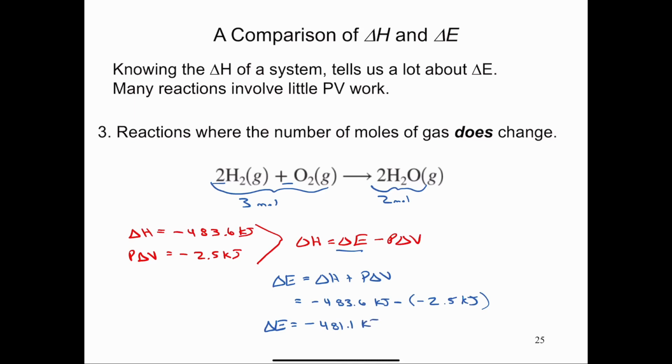And I get that my delta E is equal to minus 481.1 kilojoules. Thus, since most of this delta E value comes from the delta H, which is the energy transferred as heat, we can say that our change in enthalpy is very close or essentially equal to our change in energy. Thus, for most reactions, delta H equals or is very close to delta E.